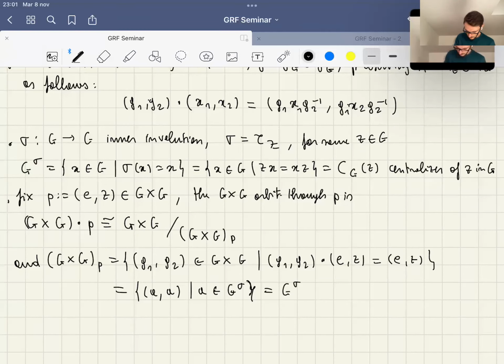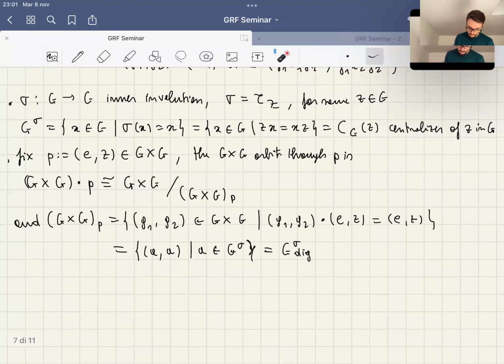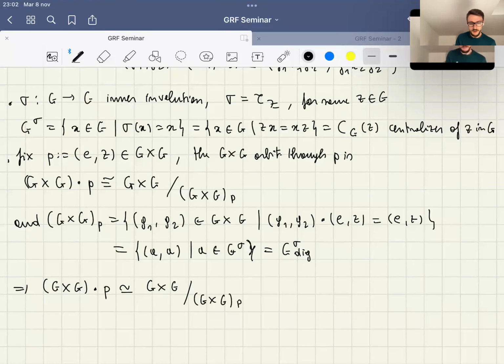And so this is precisely G sigma diagonally embedded inside G cross G. And so in particular, what we get is that G cross G acting on P, and so the orbit through P of this action of G cross G is isomorphic to G cross G over the isotropy at the point P, which is G cross G over G sigma diagonally embedded, which is precisely the manifold M we are considering in the statement. So this is how the manifold is realized inside G cross G.